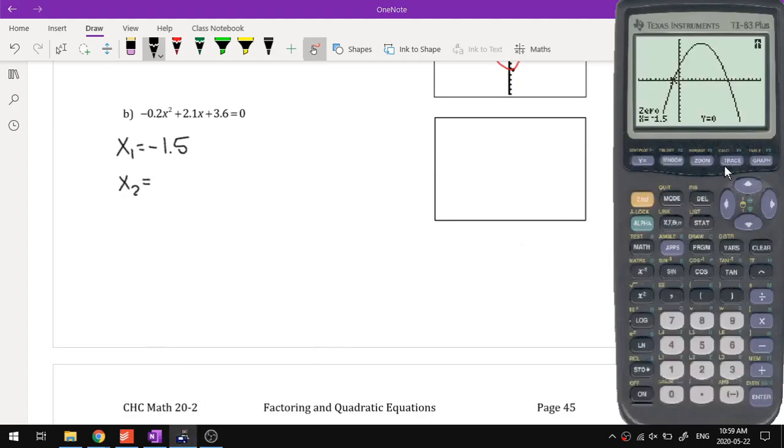And then we have to go ahead and find the second x-intercept. We're going to repeat the process. Option 2. Now we have to move this cursor closer to that other x-intercept, but still to the left of it. Coming down here, so we can put it somewhere over there. Enter. Now we want to move it to the right, over there. And our second x-intercept is at x equals 12.